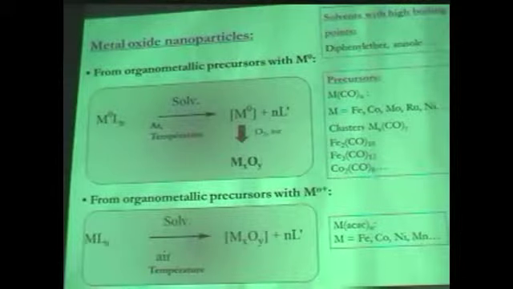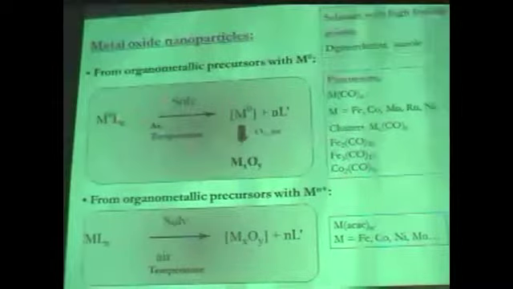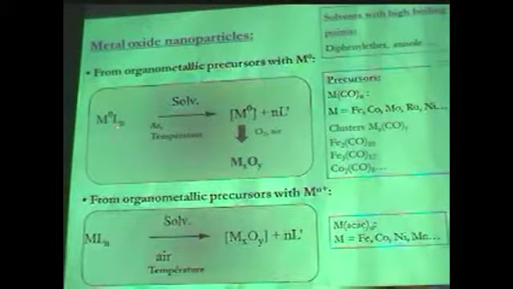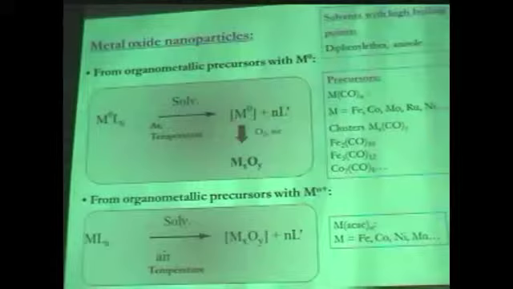The same strategy we can use to obtain metal oxides. By thermolysis of the molecular precursors, we obtain at the first stage the metallic nanoparticles, and after, by controlled oxidation in air or in the presence of oxygen, we can form the metal oxide nanoparticles.